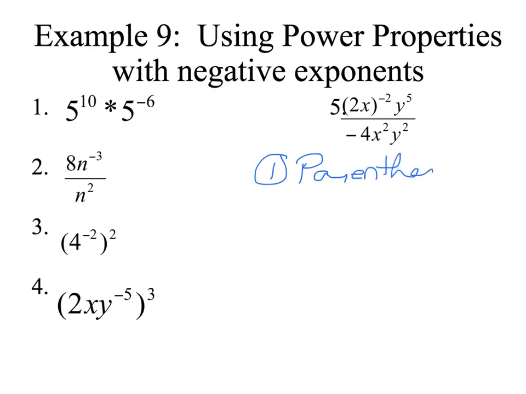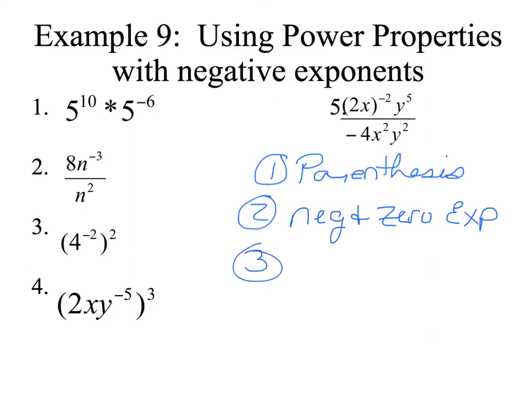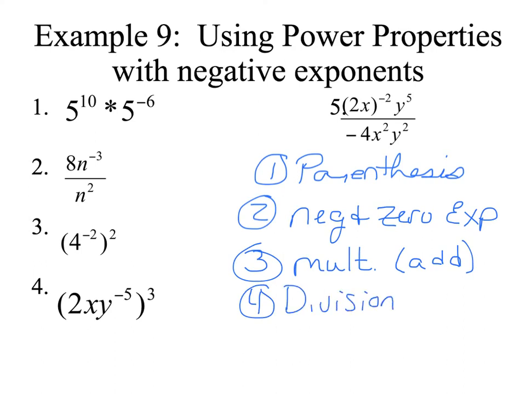Parentheses. So anytime you see parentheses in a problem, start there. The second step that you always want to work with next is your negative and 0 exponents. Third, anything with multiplying exponents. But remember, with multiplication, we're really going to be adding if we're working with exponents. Fourth is our division, which will be subtraction if we're working with exponents.